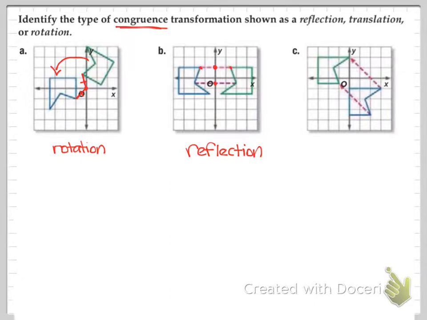So if we look at each one of those red points, they're 1.5 away. If you look at these points, they're each 2 away. So these are congruent, these are congruent. So we know it's a reflection.